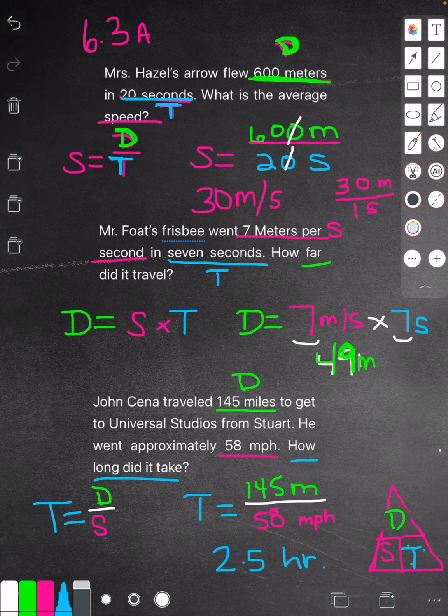Remember, when you're using the distance speed triangle, we need to cover up what we're looking for, what the question is asking us to find, and then we can figure out the rest of our formula, whether it's supposed to be speed times time, or distance divided by speed, or distance divided by time.